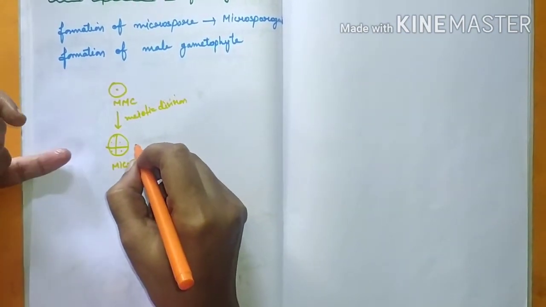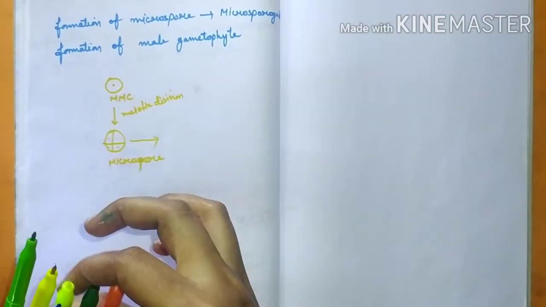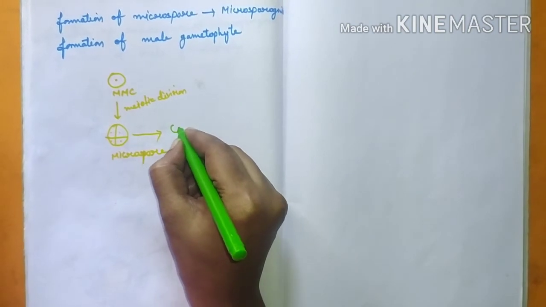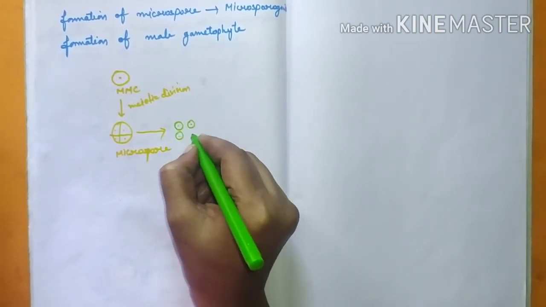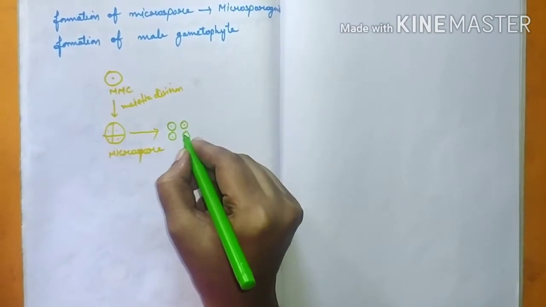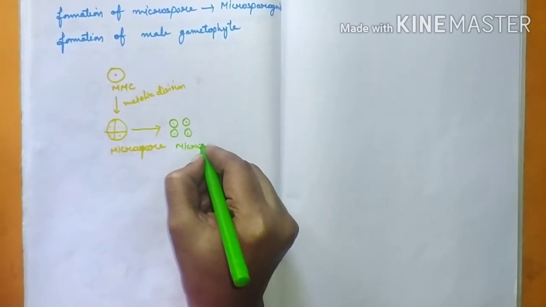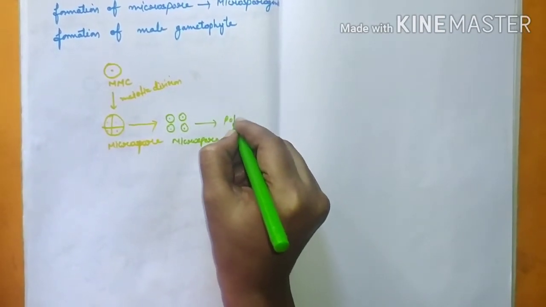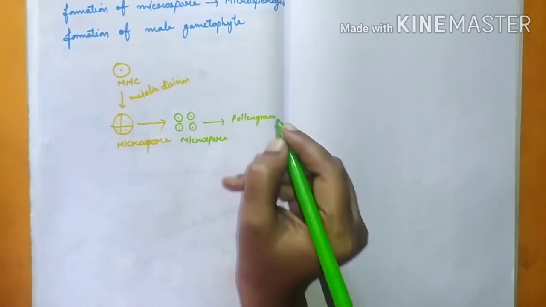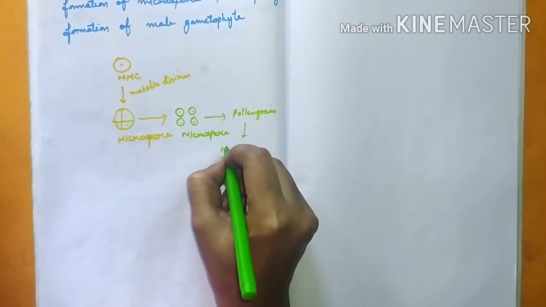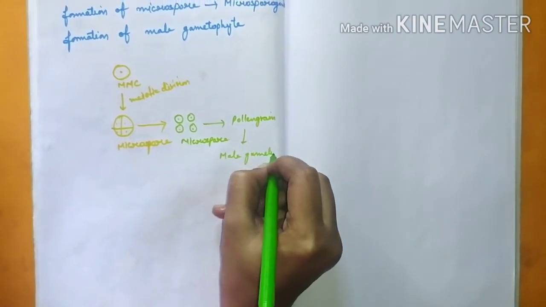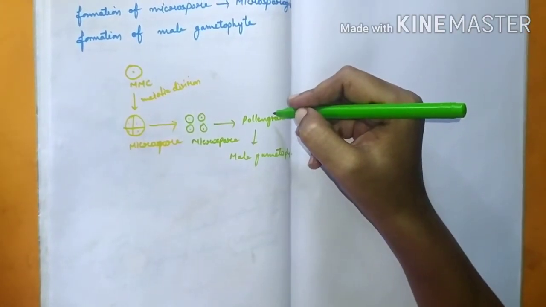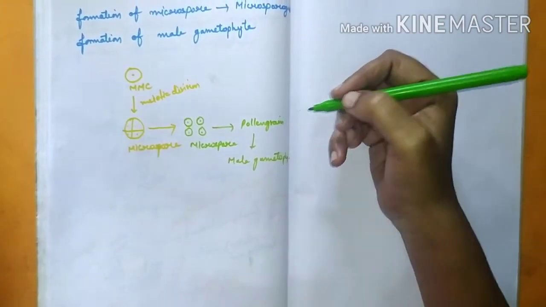So friends, these microspores dissociate from each other, and each of these microspores gives rise to a pollen grain, which is the male gametophyte. So friends, these pollen grains are the part from which the male gametes are produced.